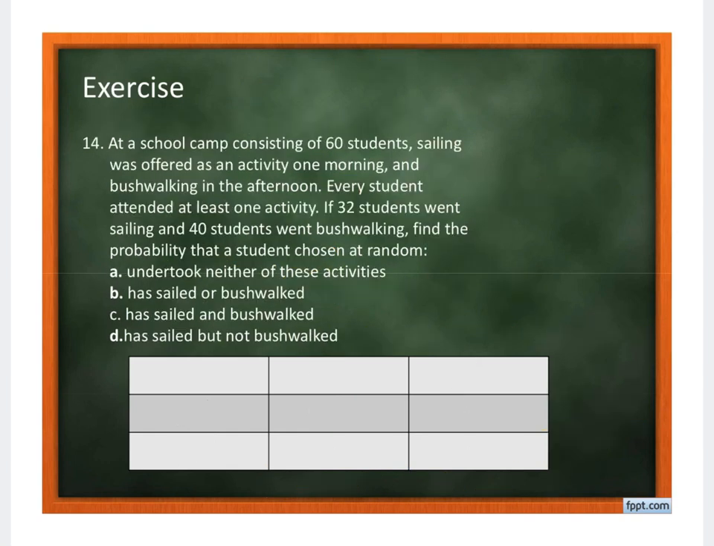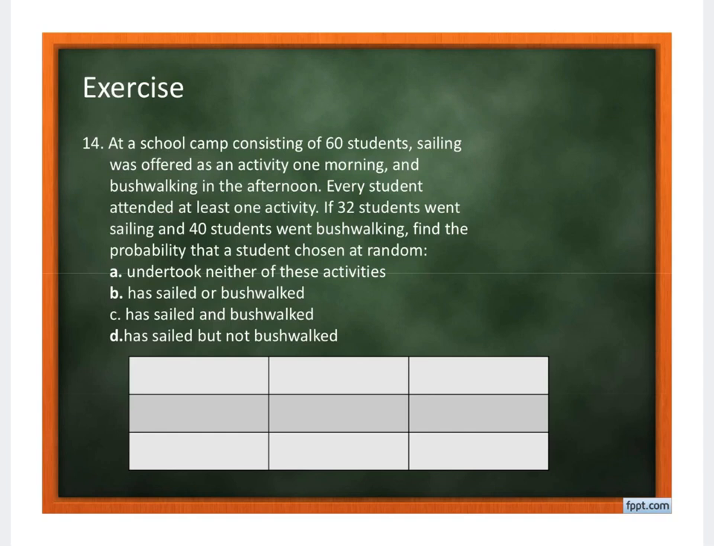At a school camp consisting of 60 students, sailing was offered as an activity one morning and bush walking in the afternoon. Every student attended at least one activity. If 32 students went sailing and 40 students went bush walking, find the probability that a student chosen at random: A, undertook neither of these activities, B, has sailed or bush walked, C, has sailed and bush walked, D, has sailed but not bush walked.